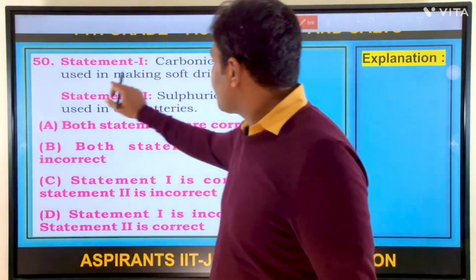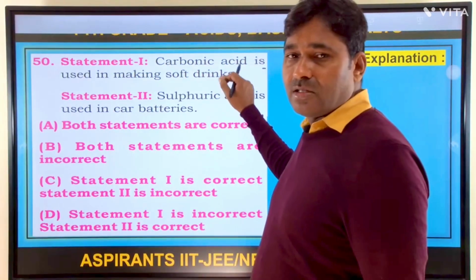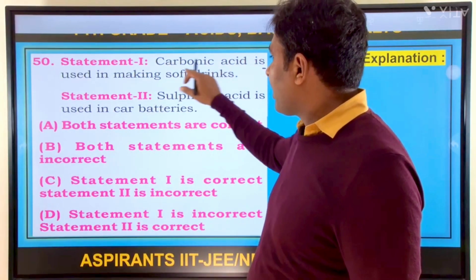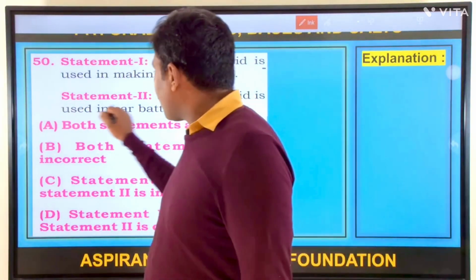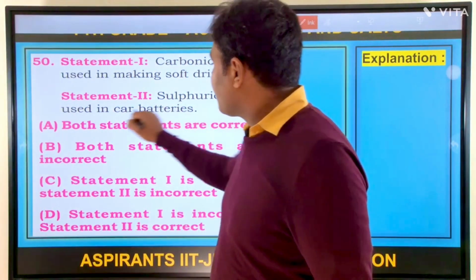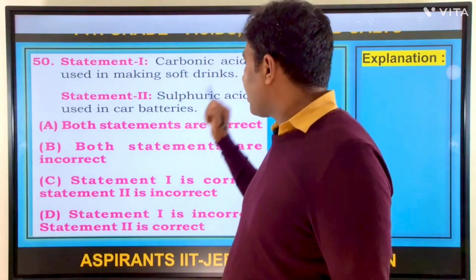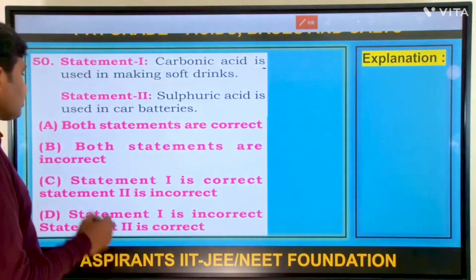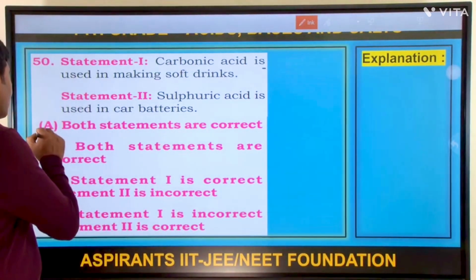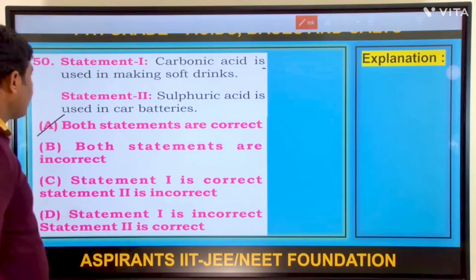Carbonic acid is used in making soft drinks. Yes, in the preparation of soda and cool drinks we use carbonic acid. The first statement is correct. Statement 2, sulfuric acid is used in car batteries. Yes, this statement is also correct. Sulfuric acid is generally used in car batteries. So both statements are correct. We need to pick option A.